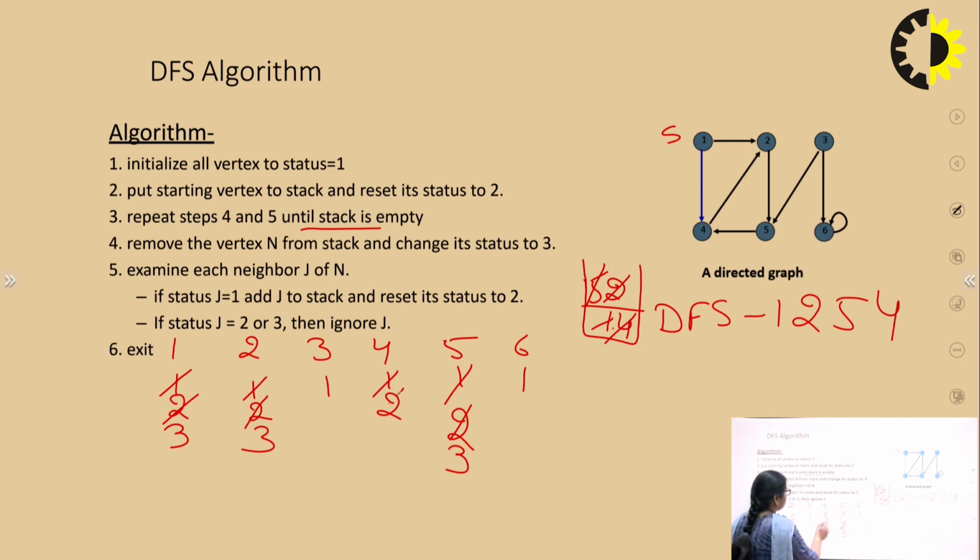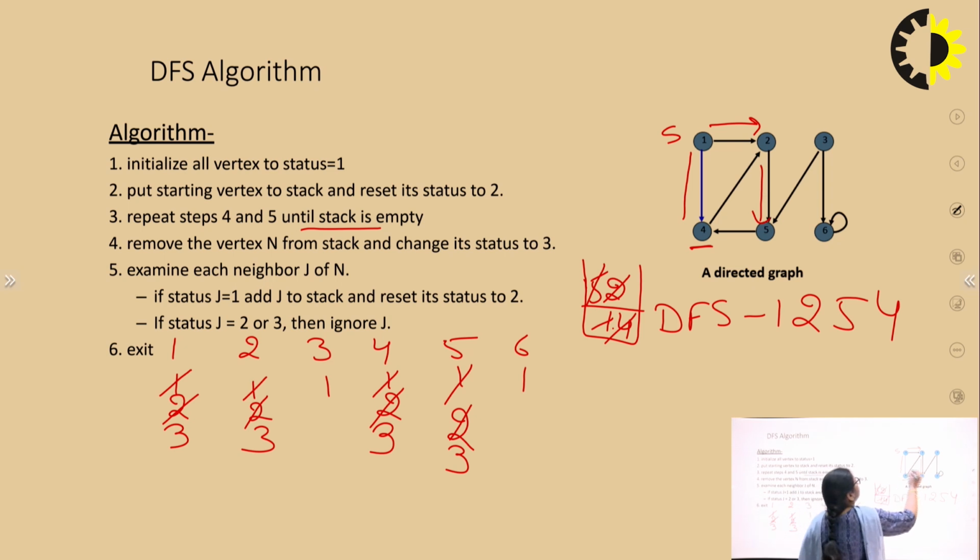Okay, and what does the state become? 4. The stack is empty, nothing is left on the stack. So what is the traversal here? We visited 1, then 2, then 5, then 4. So this is the tree for this: 1 to 2, 2 to 5, and 1 to 4.